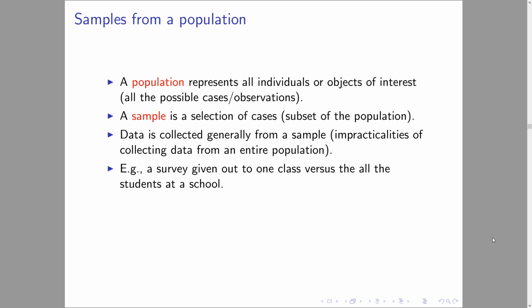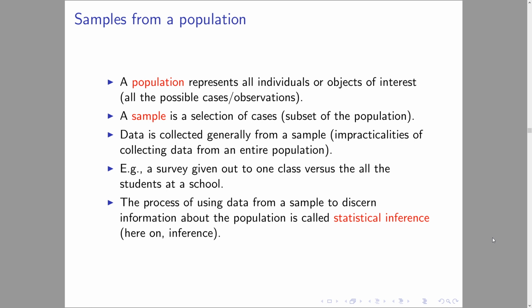Which brings us to our next point, and that's the process of using data from a sample to discern information about the population is called statistical inference. And from here on in, I'm just going to be referring to it as inference. So this is where you try to use the survey from the one class to try gauge what the whole school would feel like about a certain teacher or whatever it is the survey is asking.